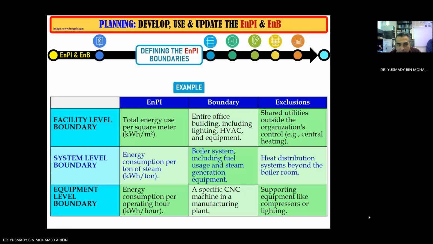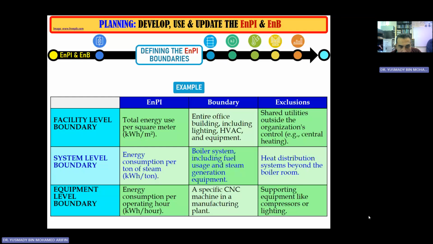Okay, for example, the table shows the energy performance indicator, the boundary, and also the exclusion. Exclusion means we exclude certain facility, certain system or certain equipment in our energy management system. For example number 1, the facility level boundary. In terms of EnPI, we have total energy use per square meter, kilowatt hours per meter square. The boundary will be the entire office building, including lighting, HVAC, and also equipment. Exclusion is shared utility outside the organization's control, for example, the central heating. So this part will not be included in our assessment.